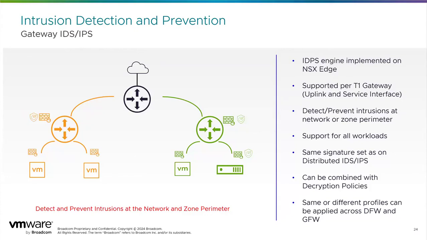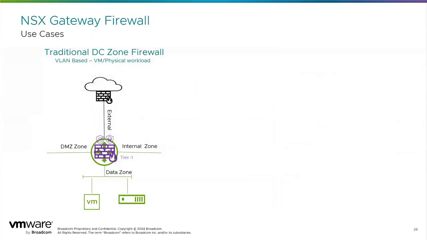It's implemented on an NSX edge down to the T1 gateway. It can detect and prevent intrusions at the network or zone perimeter, with support for all the workloads, and the same signature sets across the entire distributed IDS/IPS and gateway. And then you can combine it with decryption policies. This is the same or different profiles on the DFW and gateway firewall. So keep that in mind. You can rinse and reuse as necessary.